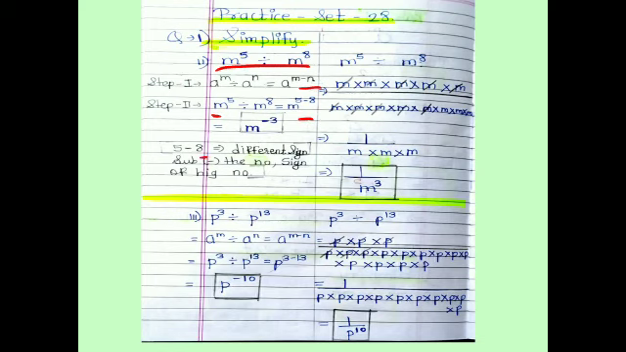The 8 is a bigger number, and 8 has a minus sign. So therefore we got the answer m raised to minus 3. The same sum we have solved with the second method also.